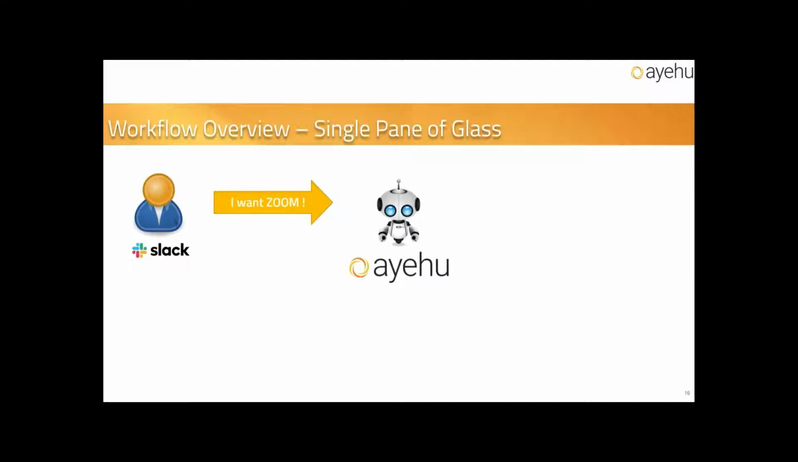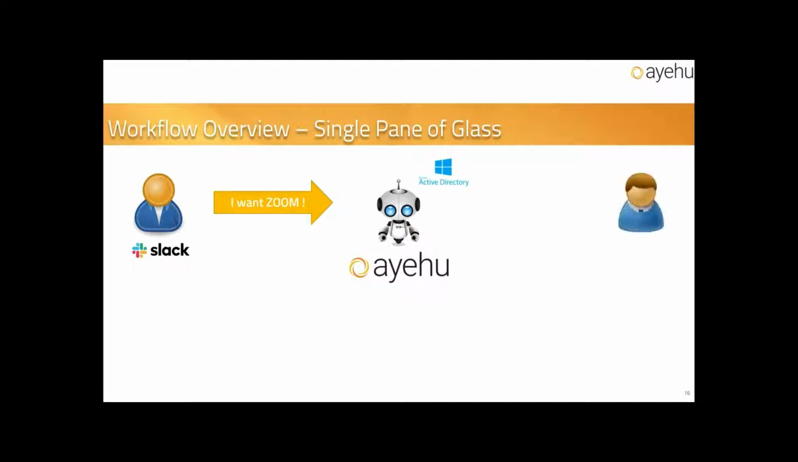I'd like to give you an overview of the workflow you're about to see, just to highlight Ayehu NG's ability to be that single pane of glass, tying together so many different pieces in your environment. It's going to start with an end user sending a request through Slack that they would like a Zoom account. And that request goes directly to Ayehu, which looks up the manager that user directly reports to on Active Directory.